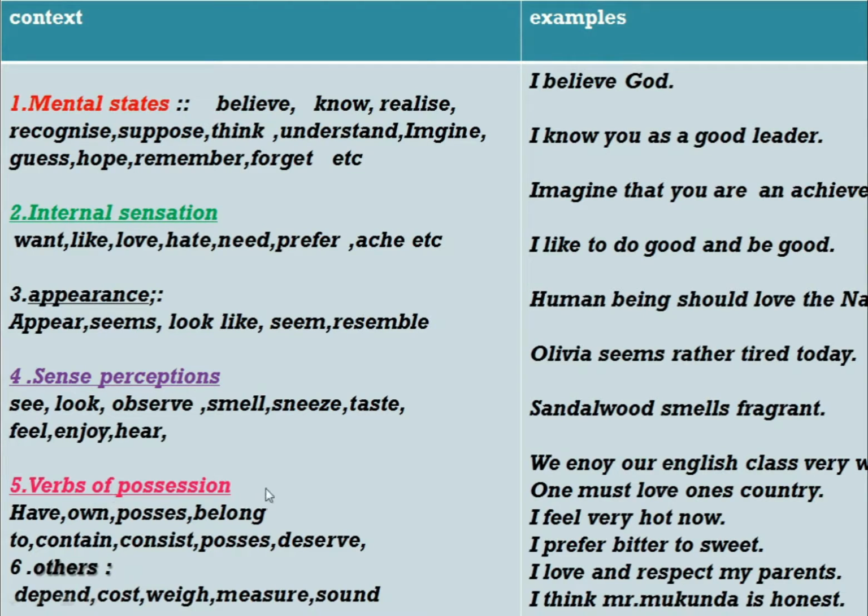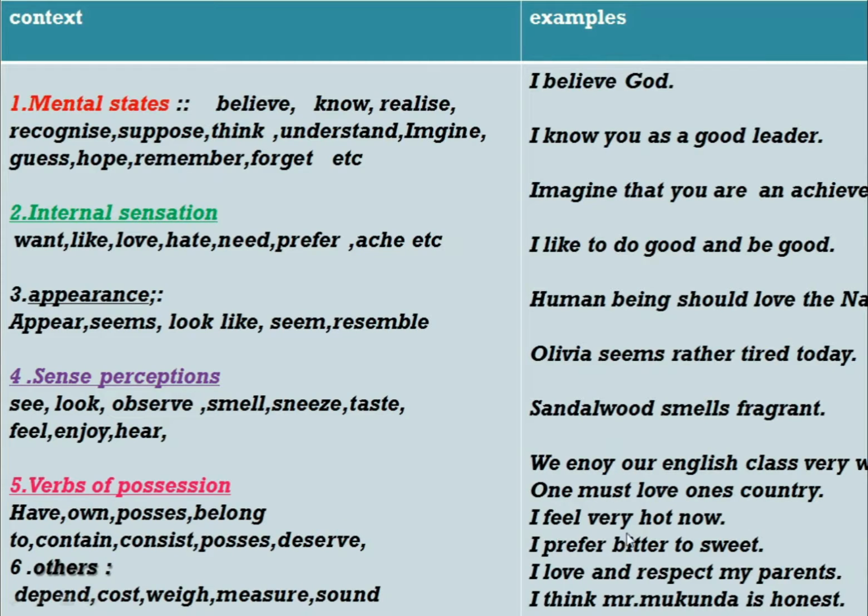Similarly, verbs of possession like have, own, possess, belong, contain, consist, deserve. These are the verbs of possession. Suppose I have a pen. We can't say I am having a pen. Whenever you are using these as verbs, we should use them in simple present, but we cannot use these words in present continuous form, that is the ing form. If you use it in ing form, this cannot be treated as a verb. It may be a noun or gerund or whatever it may be.